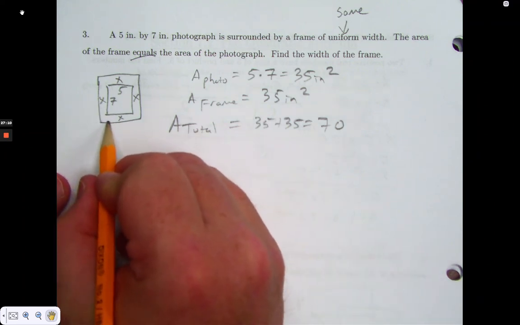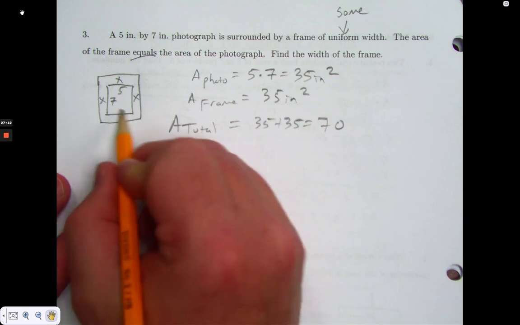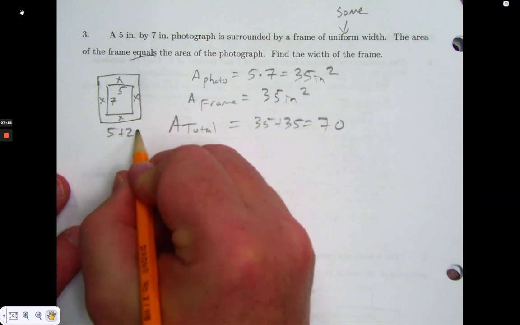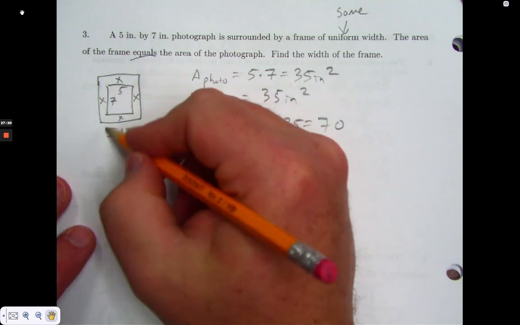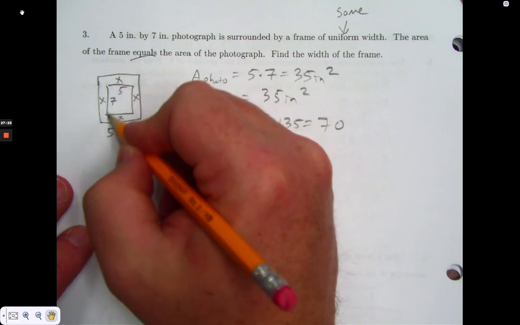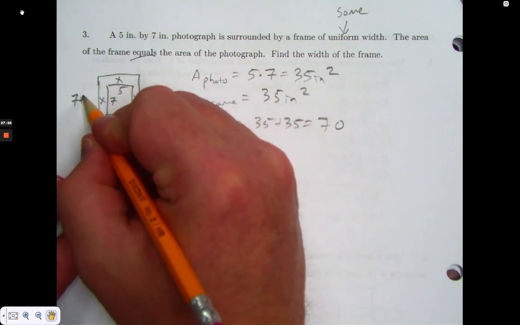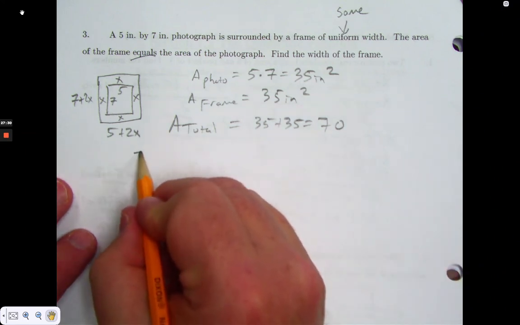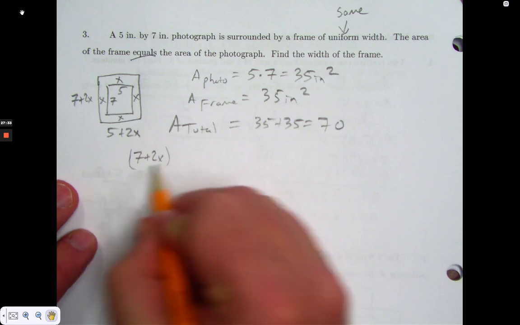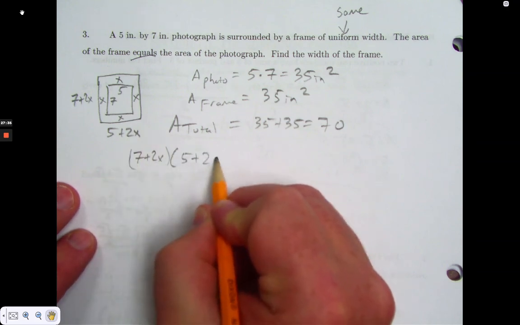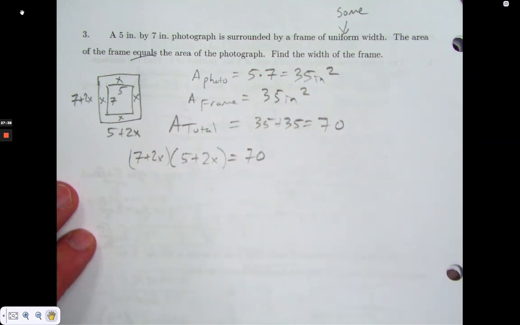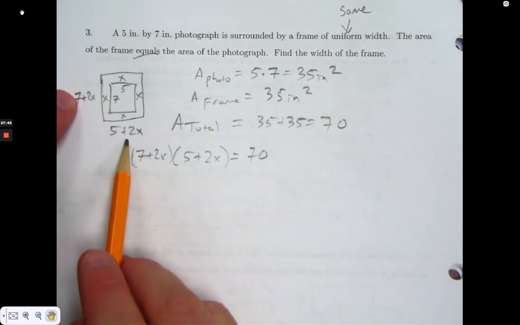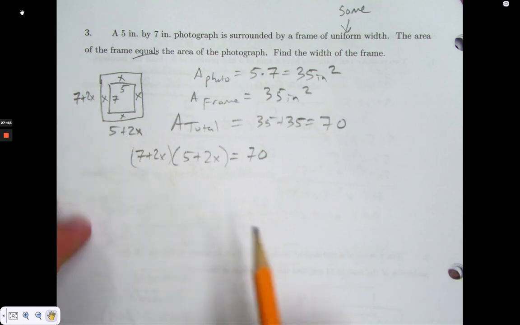Now I know that my width here is going to be this 5 plus x on that side and x on that side, so that's 5 plus 2x. The length of this is going to be this 7 plus the x on both sides, so 7 plus 2x. So then I know that my 7 plus 2x times 5 plus 2x has to equal 70. Because the area of the entire thing has to equal these two measurements multiplied together.